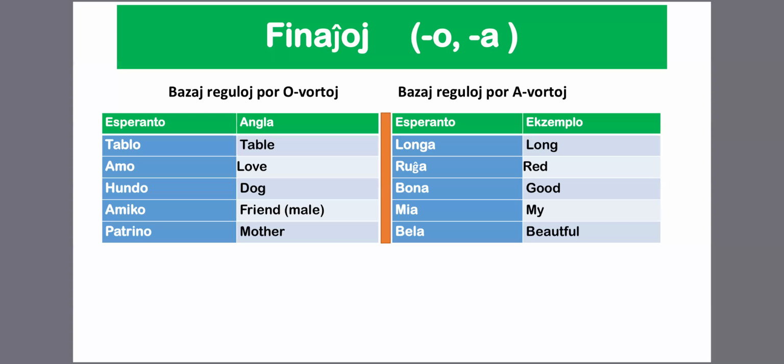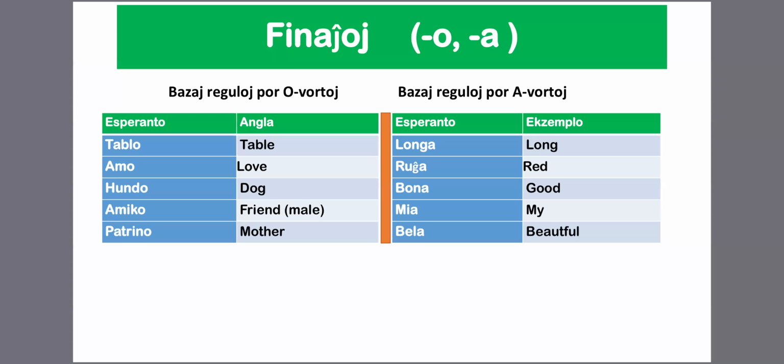So here I took some examples. Tablo, you see, tablo is a table with O. Amo, love. Mia amo, my love. Hundo, it's a dog. Amiko, friend. Patrino, mother. So you can keep searching for some words, and you know that if they finish by O, automatically it's a noun.